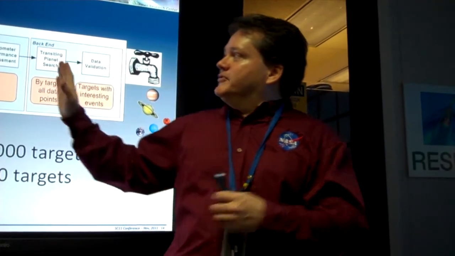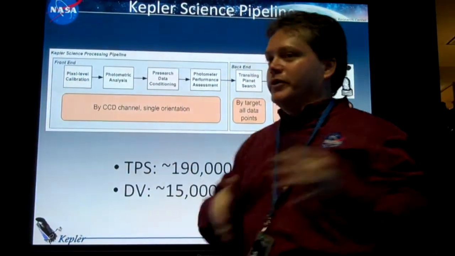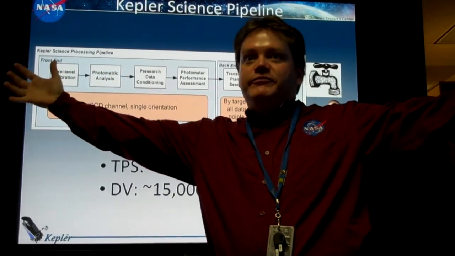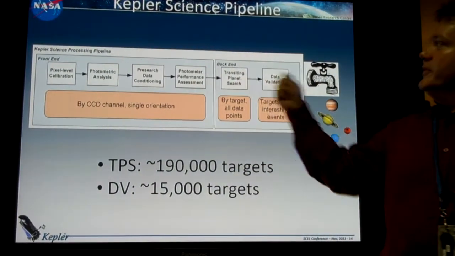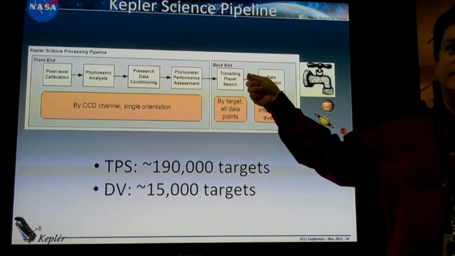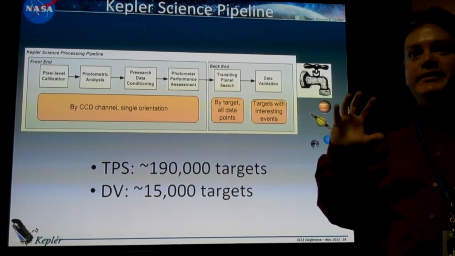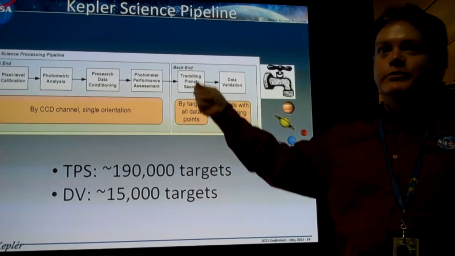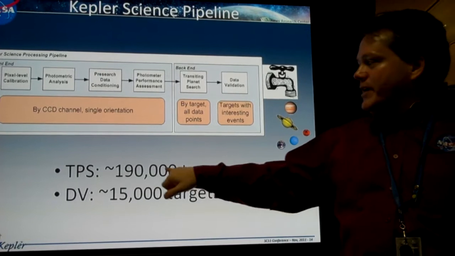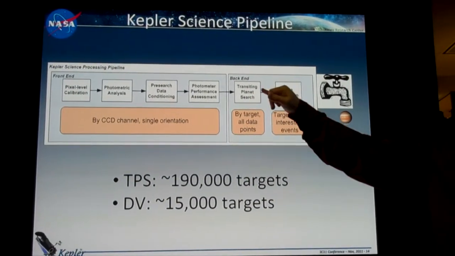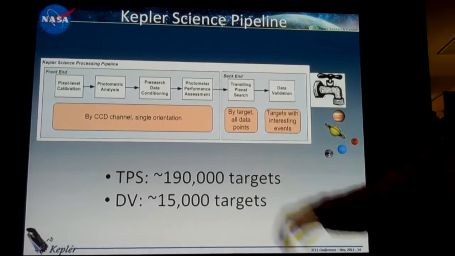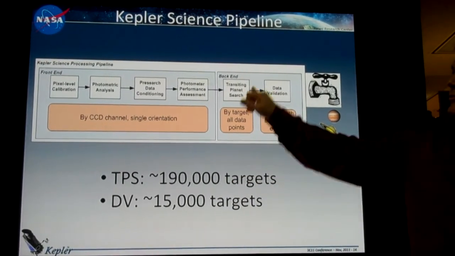The back end of the pipeline, this part of the pipeline we run on each monthly chunk that we get downloaded from the spacecraft, but we're accumulating big light curves since the beginning of the mission for each star. And it's this part of the algorithm, the transiting planet search, that operates on that aggregate amount of data. So as we're downloading more and more data, this part of the pipeline is getting slower and slower and slower. Right now we're running about 190,000 targets. These are all the targets, all the stars we've observed to date on the mission through the transiting planet search.